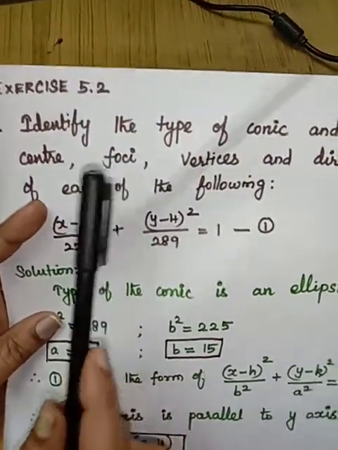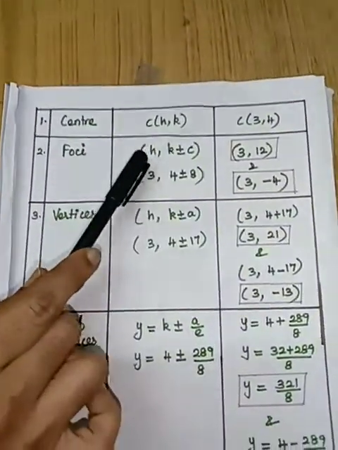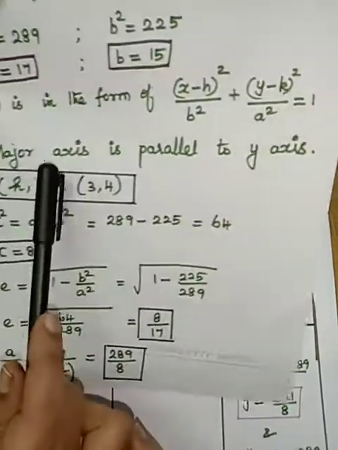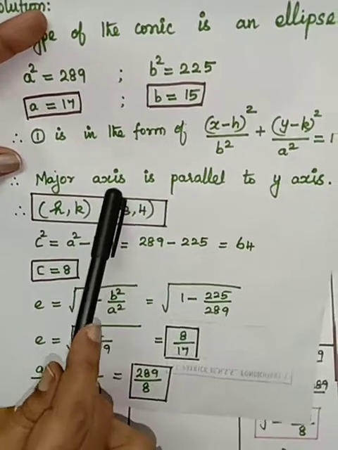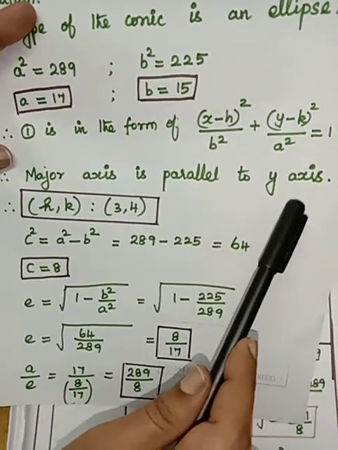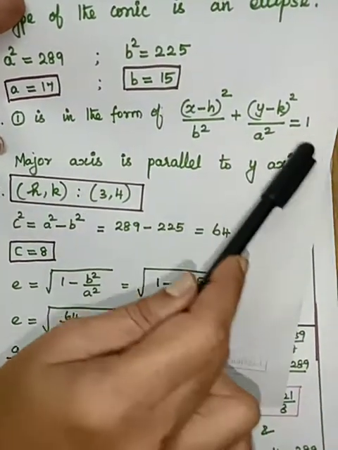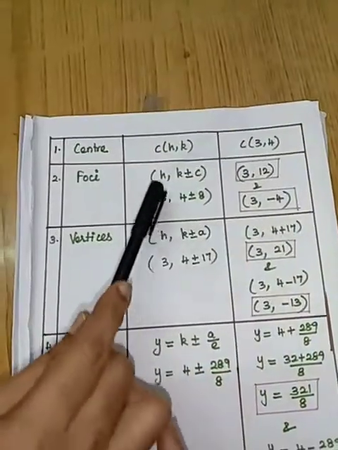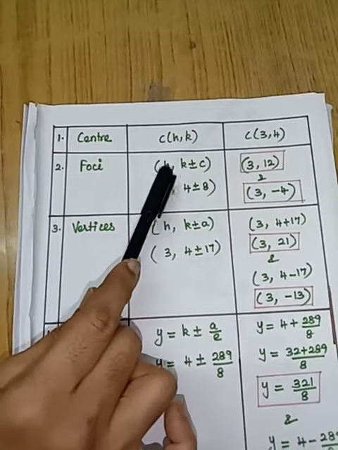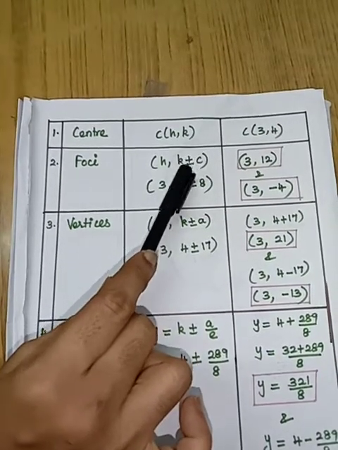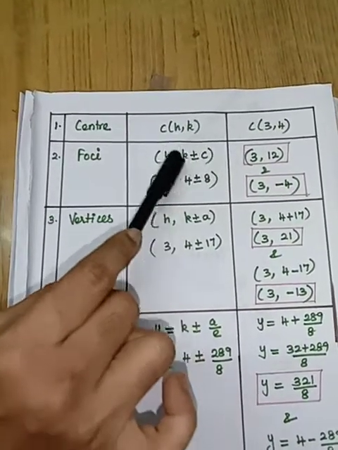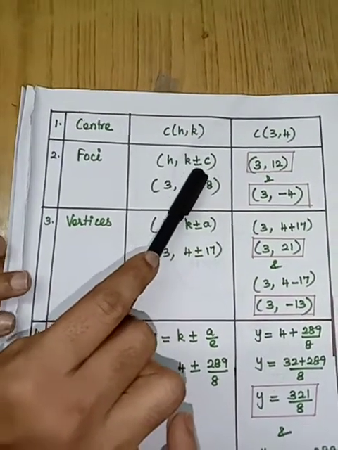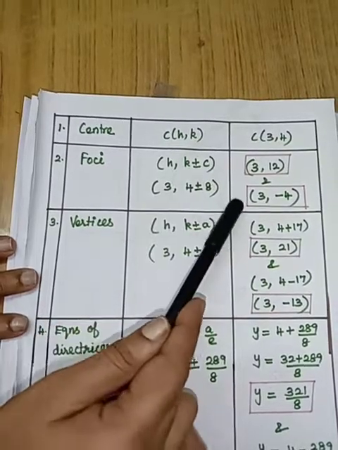Next you have to find the, what is asked? Foci. Second one is foci. So foci, you should know the formula. While you are writing foci, you just check your major axis. Your major axis is parallel to y axis. But y axis means y coordinate has to be changed. So the formula for foci is h comma k plus or minus c. Okay, the y coordinate I have changed. In the place of c you can write ae also.